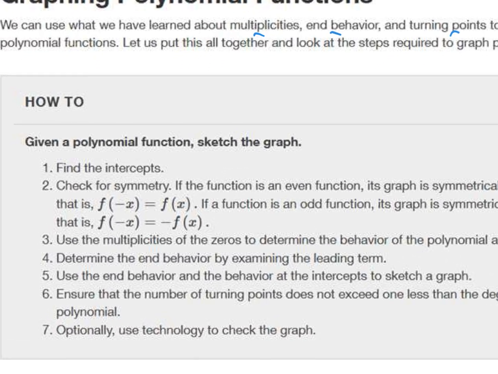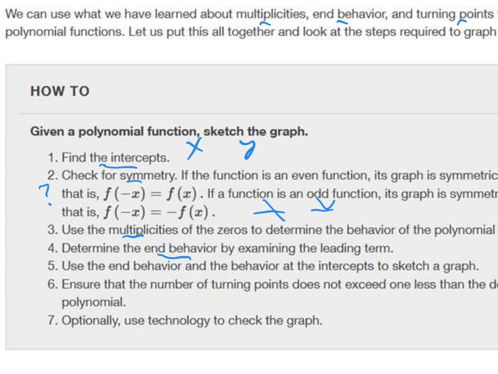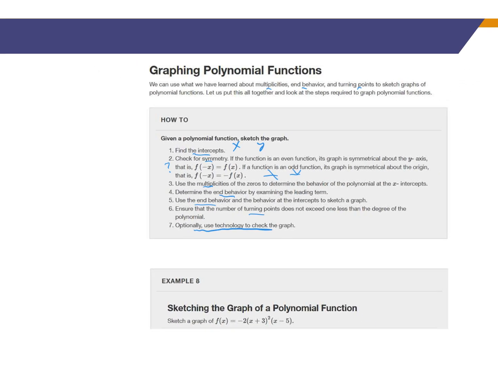So how do we do it? Find all intercepts. That means your x-intercepts and your y-intercept. Use symmetry. This is probably a little bit I don't pay attention to too much, but I do use multiplicities. That way I know, does it cross the axis or will it be bouncing off? Determine the end behavior based on those leading coefficients and the highest powers. Use the end behavior to tell you how it's going to go. Look at the turning points, and then you can always use technology to check it. Your graphing calculator will give you the best answer.